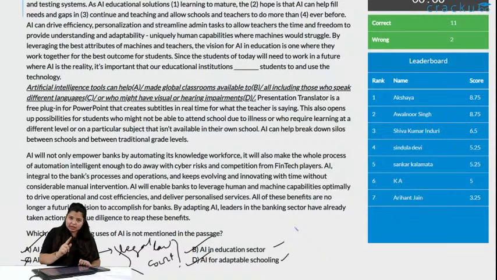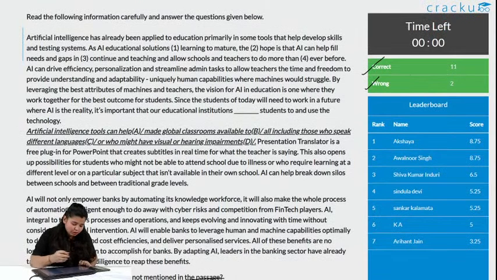What is the question asking? Make sure the question is saying which of the following uses is not mentioned. So the thing that is not mentioned is AI in judicial system. Option C is the correct answer here, and 11 people got this correct and 2 wrong. This was the last question.